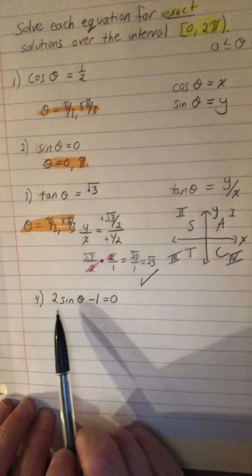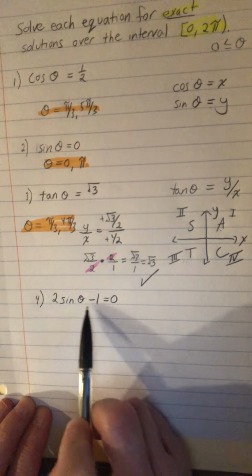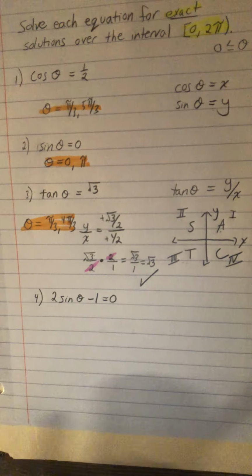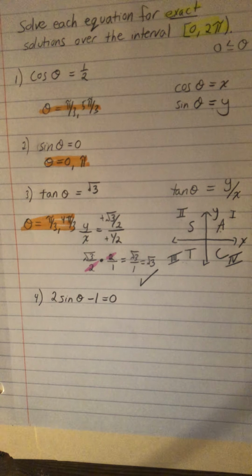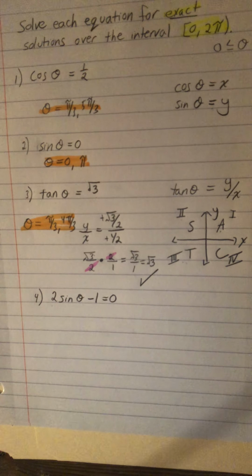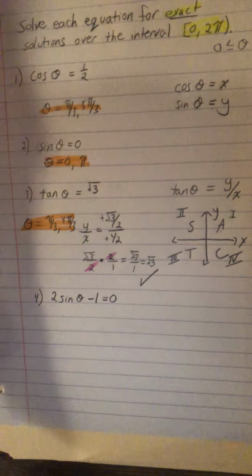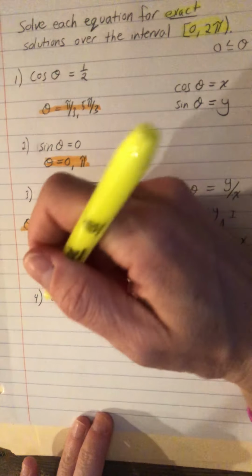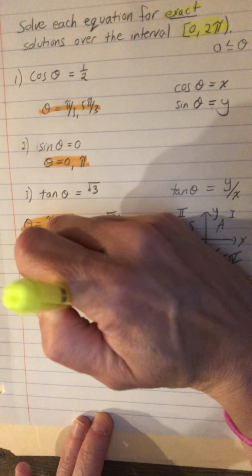So if you take a look at this, guys, number 4, we have 2 sine theta minus 1 is equivalent to 0. Now, the difference here is that our trig function, sine theta, is not isolated. So goal number 1 in a problem like this is to first isolate that sine theta. So that is our goal right now.